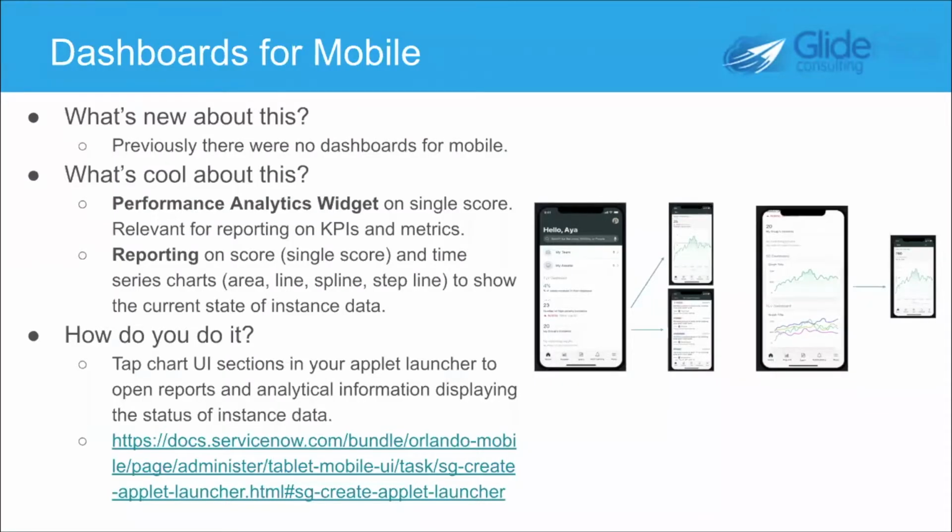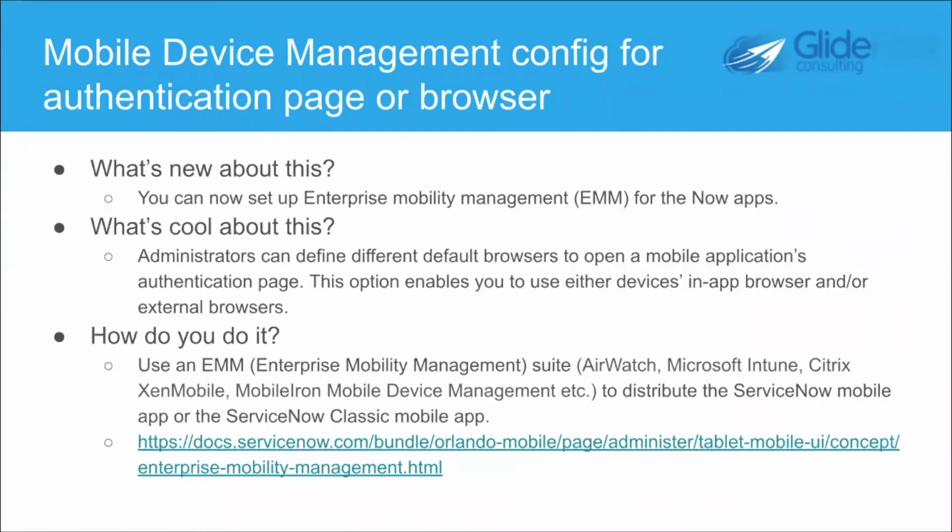All right, so dashboards for mobile are new. Previously, there were no dashboards. You can now look at performance analytics widgets and reports. Before, you could link to the backend to look at reports. There's also now mobile device management configuration for authentication pages or browsers. You set it up with an EMM suite, an Enterprise Mobility Management suite, so you can define default browsers to open up a mobile application authentication page.